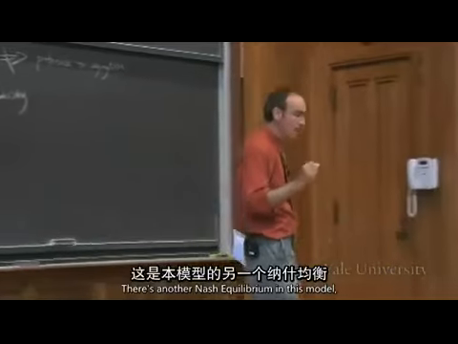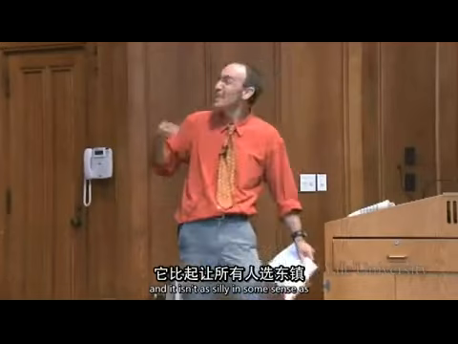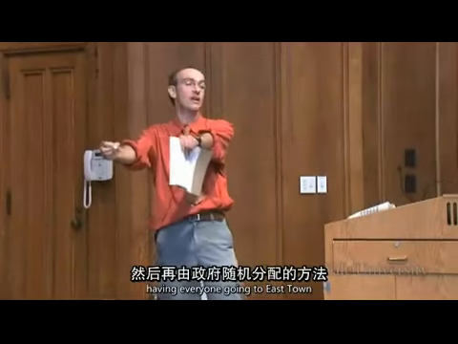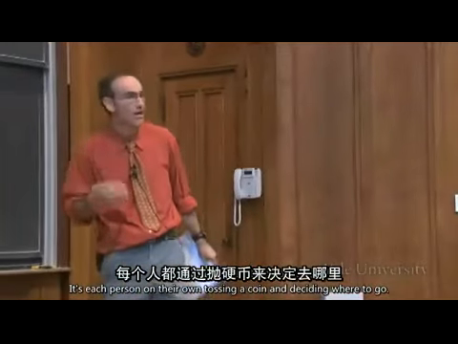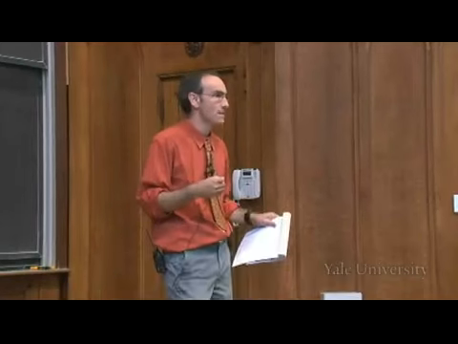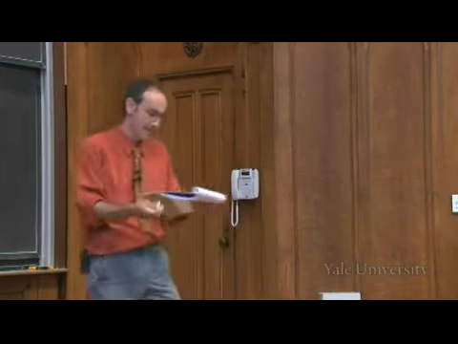All right? There's another Nash equilibrium, yet another Nash equilibrium in this model, and it isn't as silly in some sense as having everyone going to the East Town and then having the government randomize. It's each person on their own tossing a coin and deciding where they go. All right? It sounds a little bit less like central planning and more like choice.